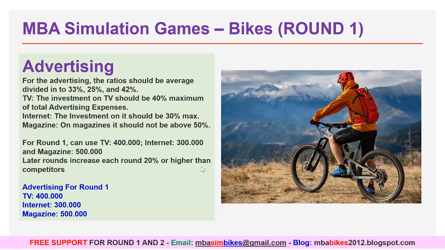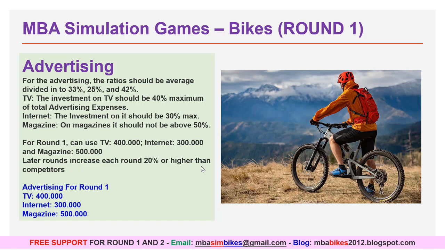So the TV, and also we advertise for the internet and magazine. TV maybe 40% max, but we can use that 33%, and internet maybe 30% max. We can use 25 to 30%, and magazine should be 40 to 50%, depends. So for ours we can use $400,000 for TV, and 300,000 for internet, and 500,000 for magazine.